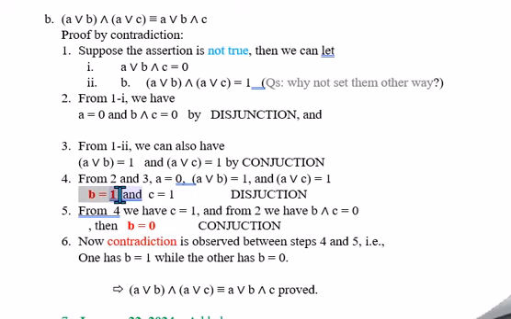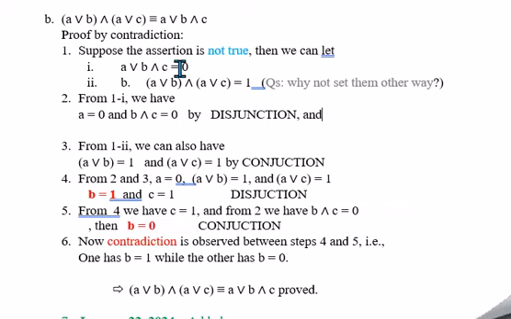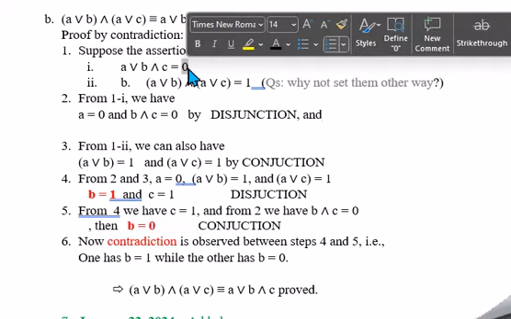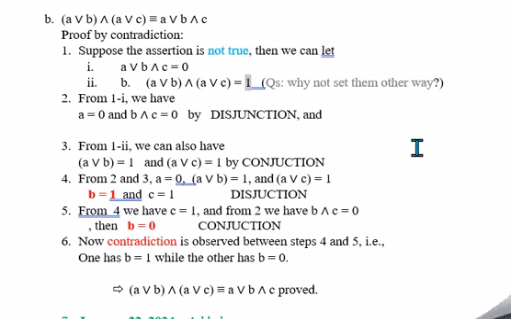So in one statement, b equals 1, and then b equals 0. Therefore, you succeed in finding the contradiction, which means it cannot be that the left side is 0 and the right side is 1. If that happened, there would be a contradiction, which means it cannot happen. So that is proved.